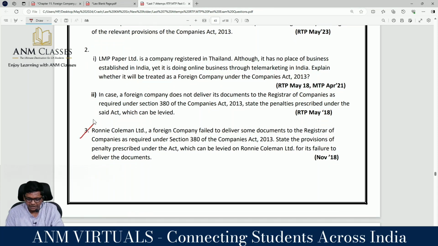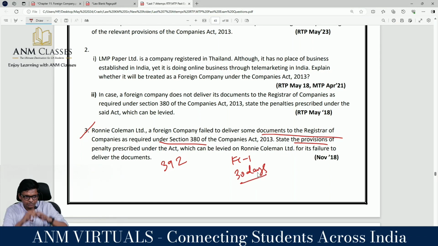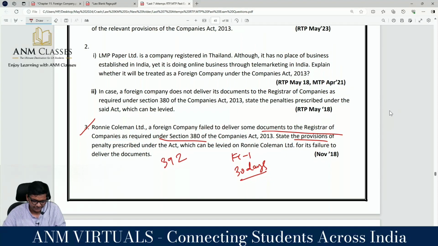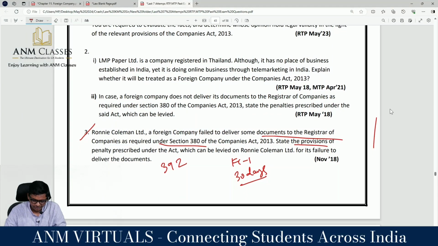Ronnie Coleman, a foreign company, failed to deliver some documents to the registrar under section 380. State the provisions for failure to deliver documents. Penalty under section 392. And you should also write about FC1. If they come to India, deliver within 30 days all those MOA, AOA. Clear? And the detailed exam presentation answer is available with all of you. Just scan the QR code in the book. Those who are watching online, see the download link. Okay. Fine. Question number 3 is done.